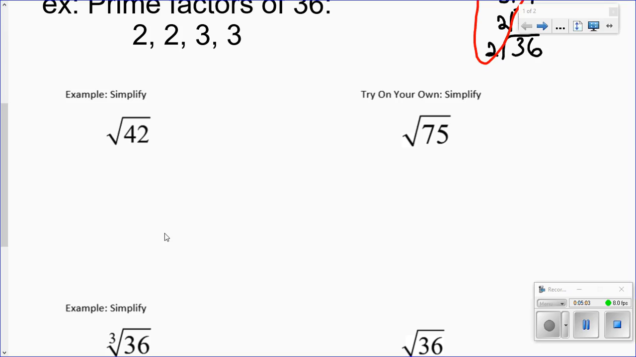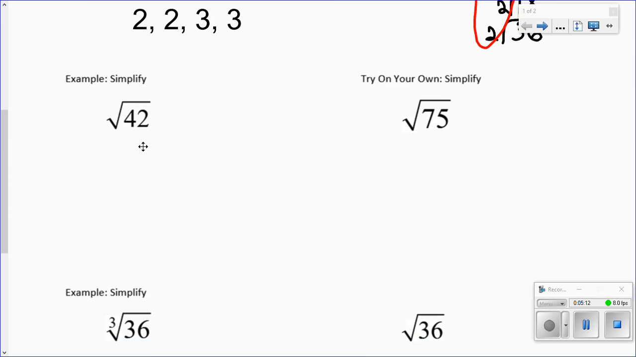But which ones I do and which ones I don't are the ones you need to try on your own. Okay? So let's start with this one, simplify the square root of 42. Yes, you could put it in your calculator, it gives you a decimal, but it does not give you the simplified radical form, which is what you really need to do.